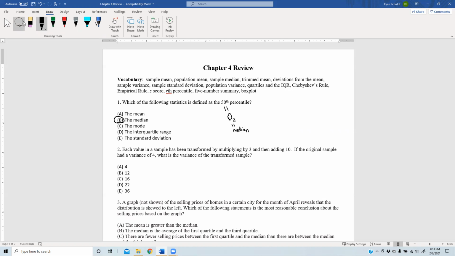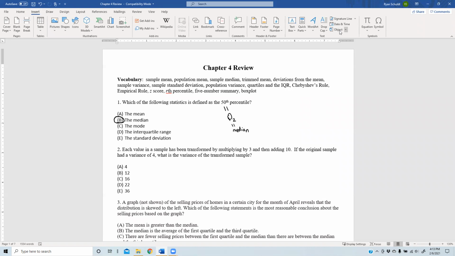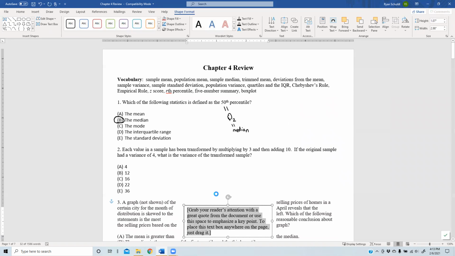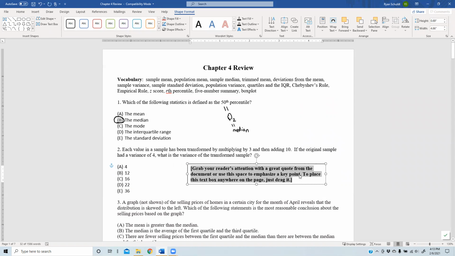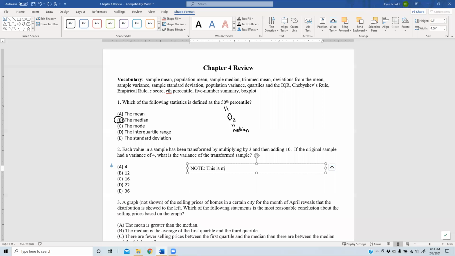Okay, so what I want to do here is type a note, because this type of problem is not characteristic of this chapter. So let's type a note here. Control B. Note: this is more of a random variable type of problem. Meaning, when we cover random variables, we'll cover it. So by the end of this semester, we'll have it covered.